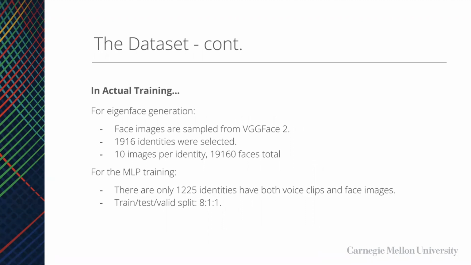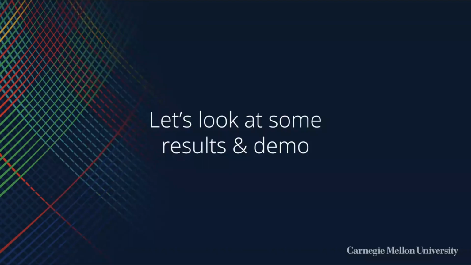For the MLP training, recall that we need both the voice clips and the facial images, and there are only 1225 identities with both voice clips and face images. So we split them 8 to 1 to 1 for the train, test, and validation split.